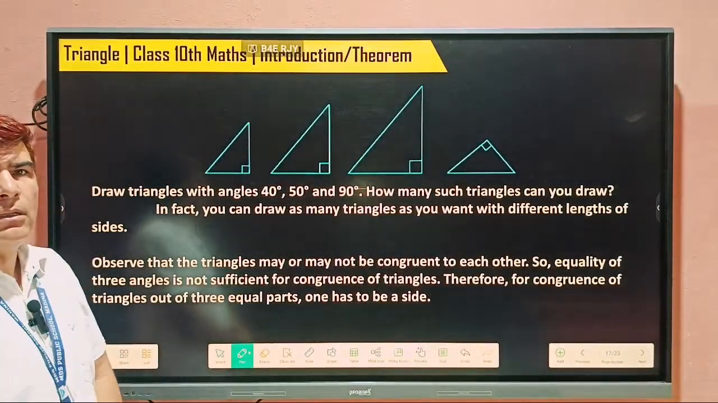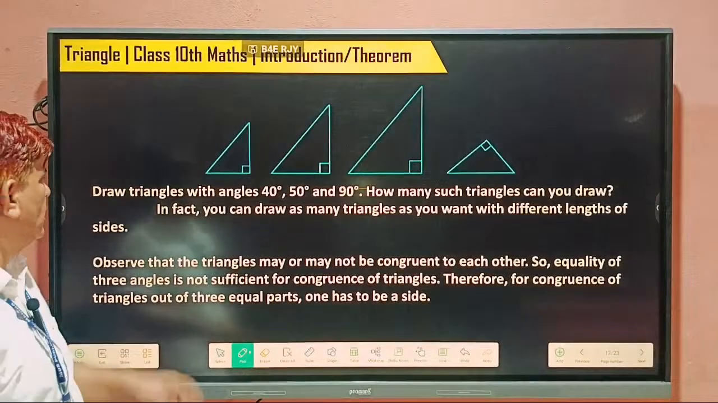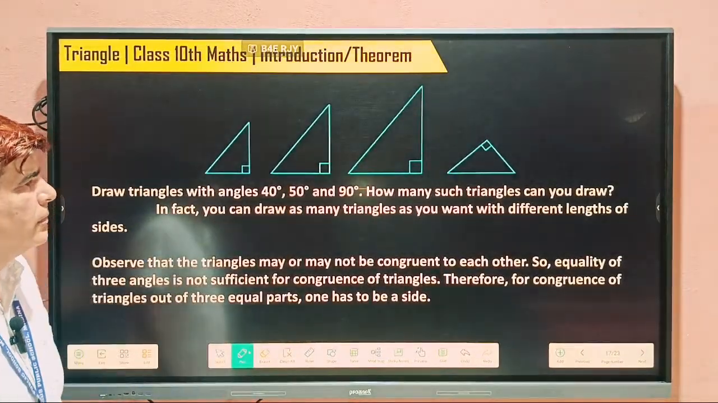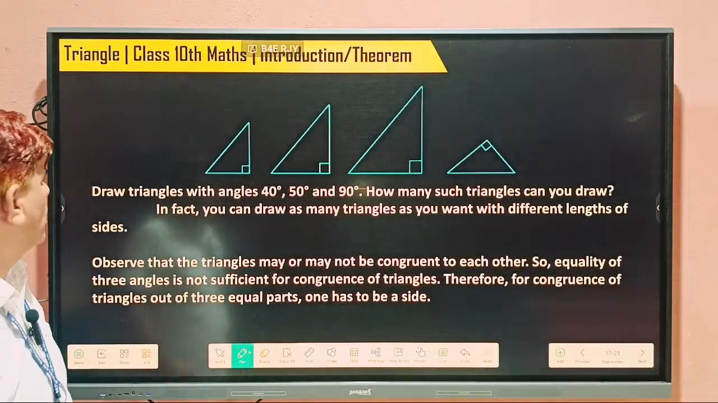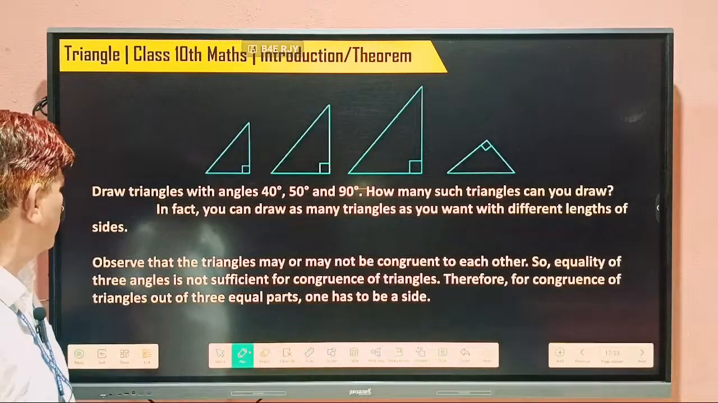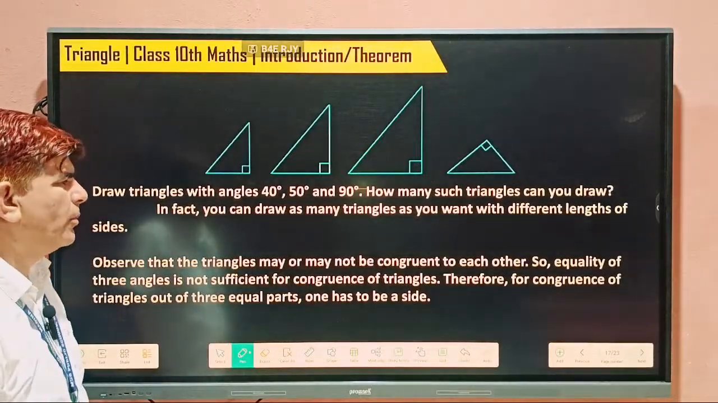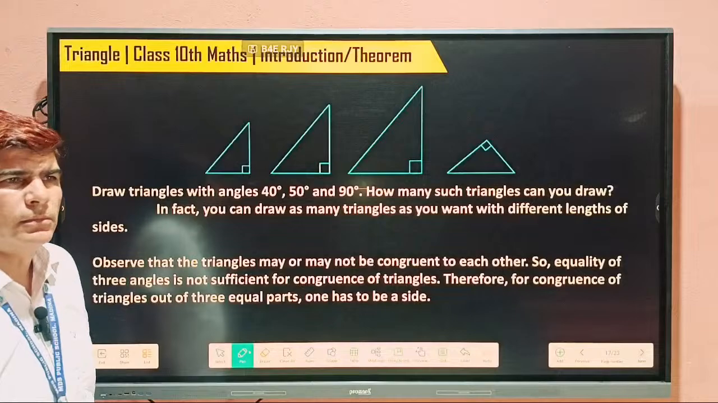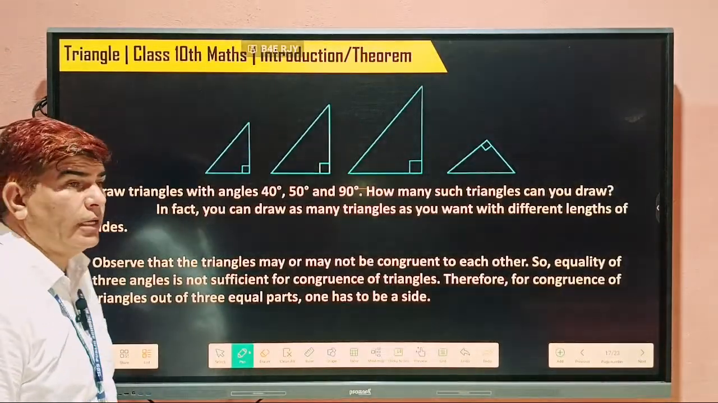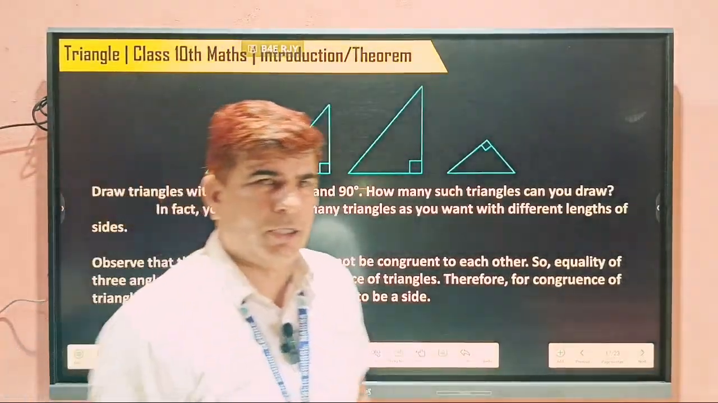This is an activity. Draw a triangle with angles 40, 50 and 90. How many such triangles can you draw? In fact, you can draw as many triangles as you want with different lengths of sides. Observe that such triangles may or may not be congruent. So equality of three angles is not enough. Then a question comes to our mind.